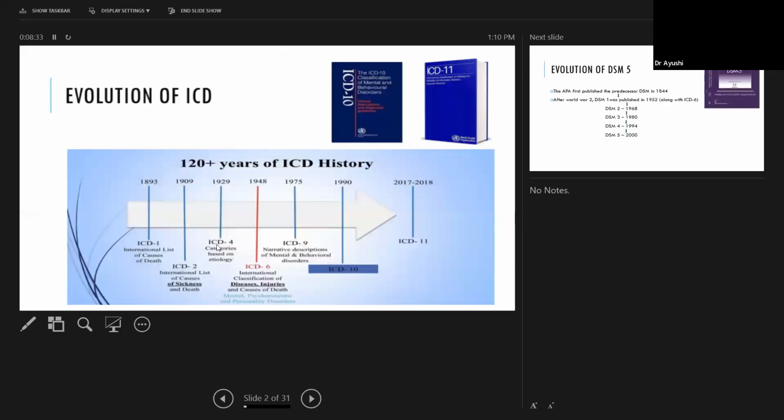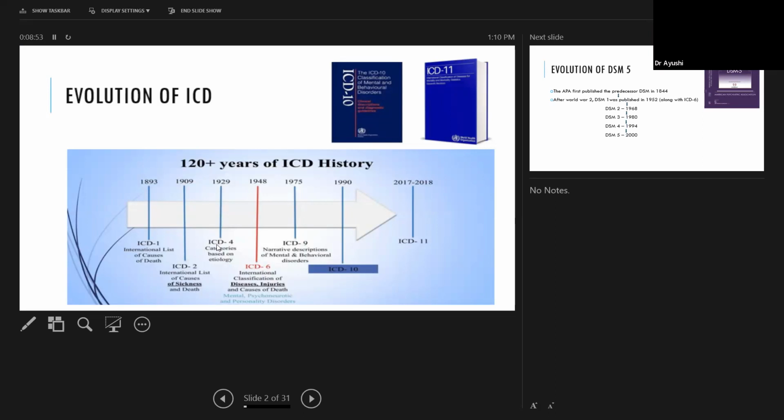Before we proceed, we'll see how the ICD worked through the years. The ICD 1 came into being in 1893, which was called International List of Causes of Death. Then in 1909, ICD 2 came, which was called International List of Causes of Sickness and Death. In 1929, ICD 4 came, which was called Categories Based on Etiology.